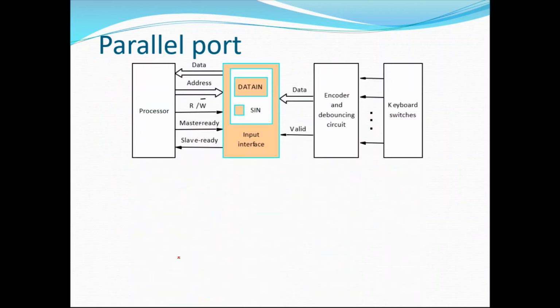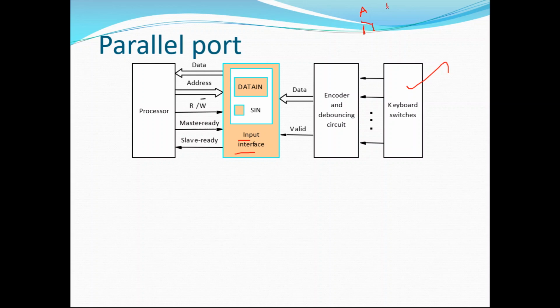Now let us see how to read something from a parallel device. Let us assume that the keyboard is connected to the computer through a parallel interface. A typical mechanical keyboard is a collection of open switches. Under each key, for example key A, there will be a switch, and by default this switch will be open.